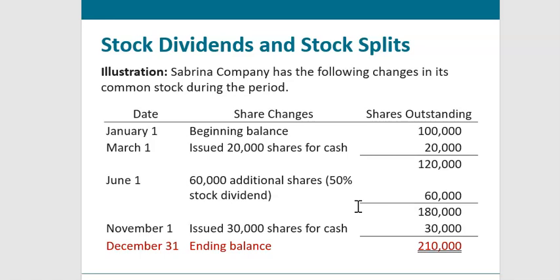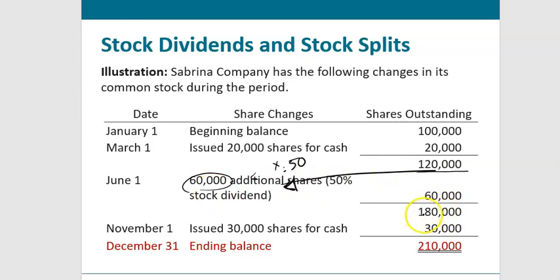Sabrina Company had the following changes in its common stock account during the period. January 1st, the company starts off with 100,000 shares. March 1st, they issued 20,000 shares for cash. June 1st, the company has a 50% stock dividend. Where did these 60,000 additional shares come from? Well, on June 1st, they had 120,000 shares outstanding. We multiply that by the 50% stock dividend. This is the amount of additional shares given, 50% of the existing number. We add an additional 60,000.